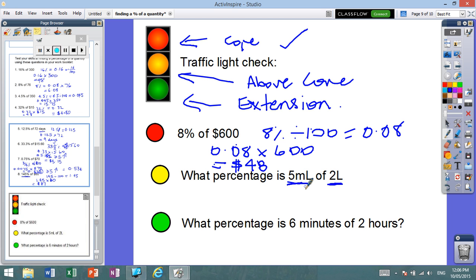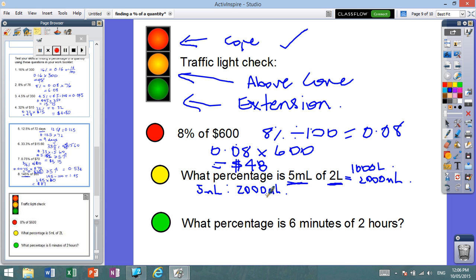So we need to know that there is 1,000 milliliters in a litre. Okay, and we've got 2 litres, so this equals 2,000 milliliters. So we've really got 5 mils to 2,000 mils. Okay, milliliters. And we want to know how much is 5 mils of 2,000 milliliters.